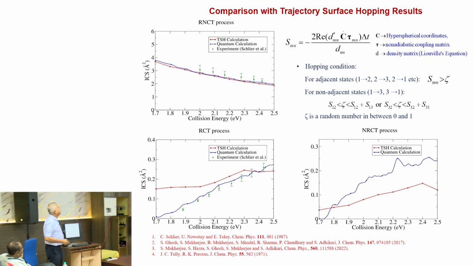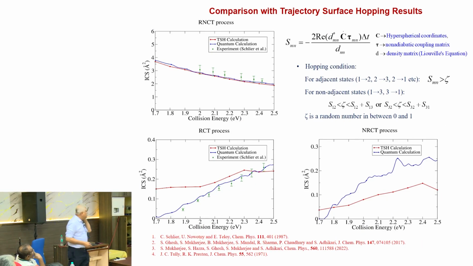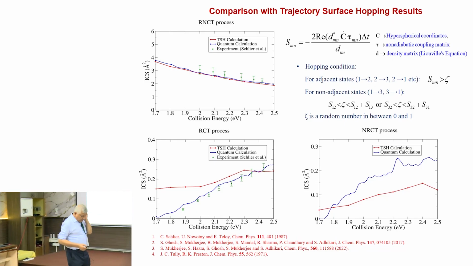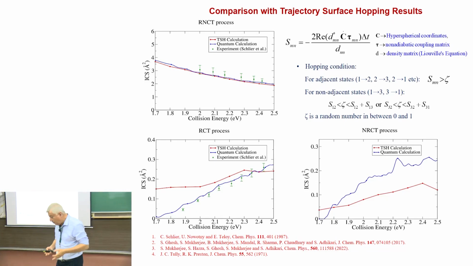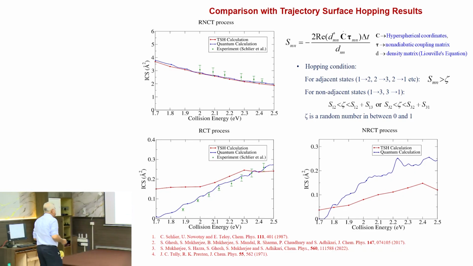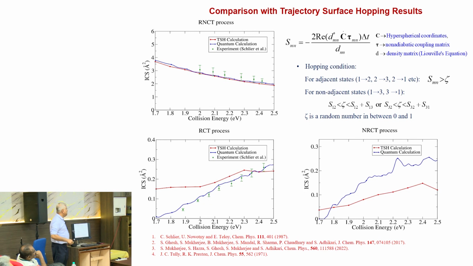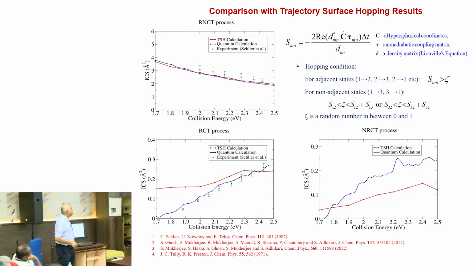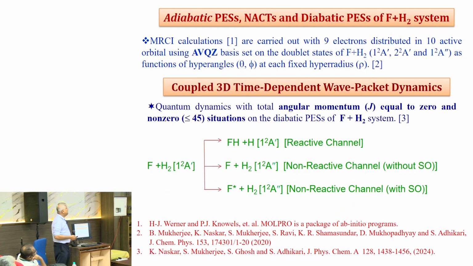This is the trajectory calculation we are presently doing, partly with what is called surface hopping. Actually we attempted it for D plus H2. I wish Soti to look at this; we published it in Chemical Physics. You can see that for RNCT it works compared with full quantum and experiment. For RCT, this is the full quantum and this is experiment, but TSH doesn't work actually. So we published that it doesn't work, and TSH was developed by John Tully or someone like that.